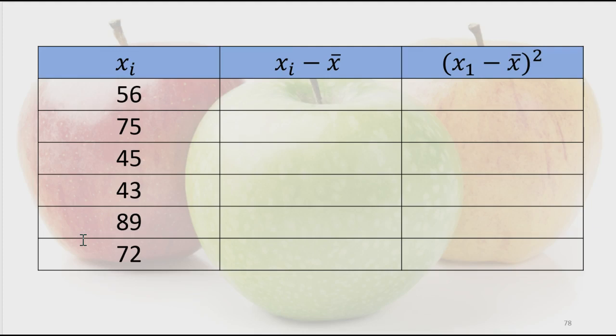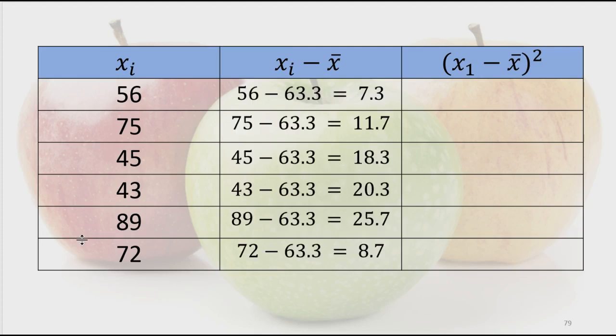We're going to start in the left-hand column by just listing all of the data points. So xi's are all of the different weights of the apples. So notice we've just copied those down. In the second column, we're going to take each of the values on the left and subtract the mean that we just found. So notice, for example, we take 56 minus the mean gives us 7.3.